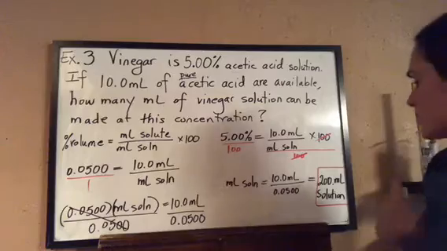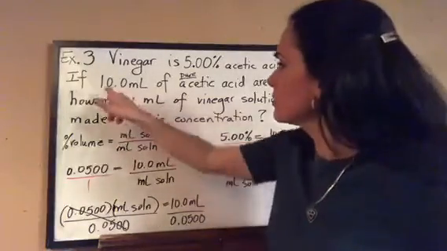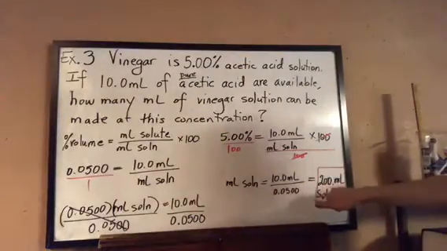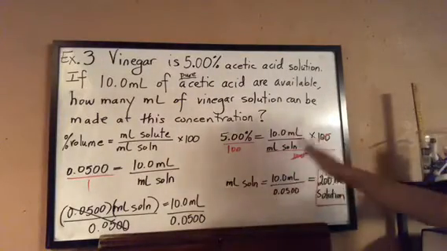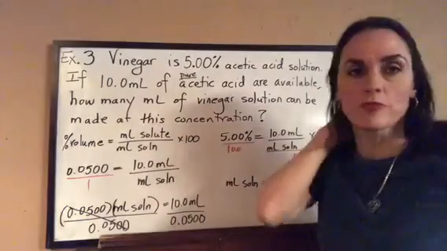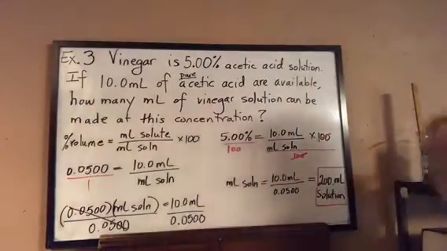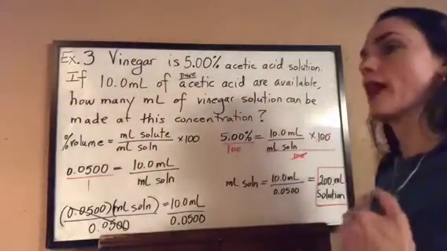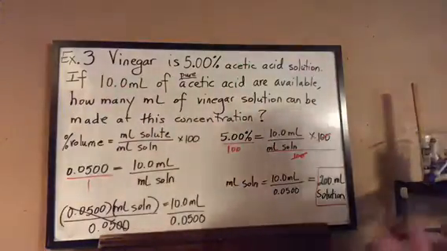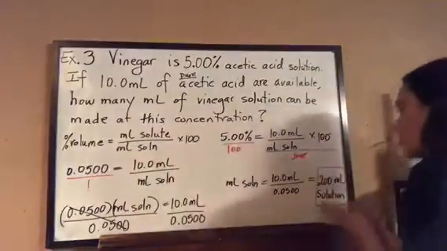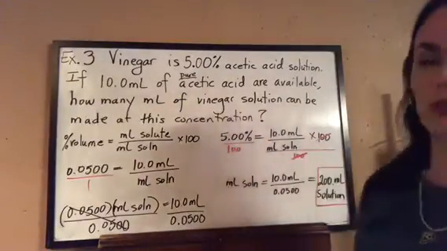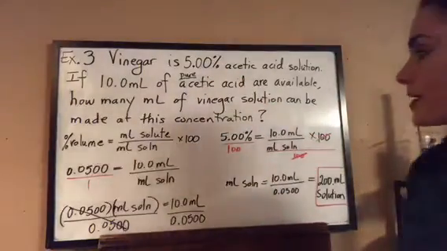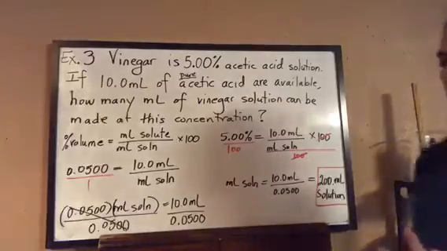If you're not sure, you can go back and recheck. You can do 10 milliliters, which is your solute, over your 200 milliliters, which is your solution. Get that, and then multiply by 100, and you come out with 5%. If you were actually making this, you would take your 10 milliliters of the pure acetic acid and add 190 milliliters of water to get a total 200 milliliter solution volume, and that would be a 5% concentration. So the math is very straightforward.